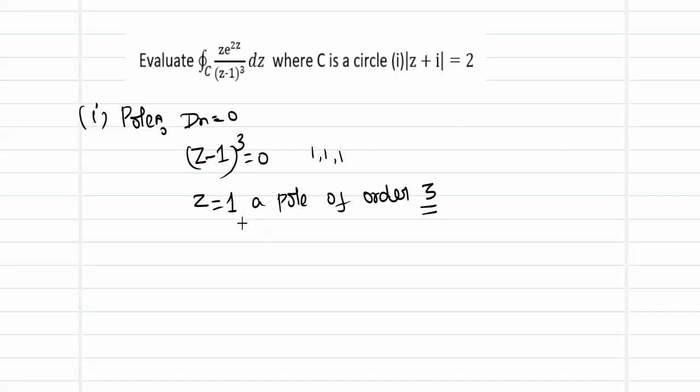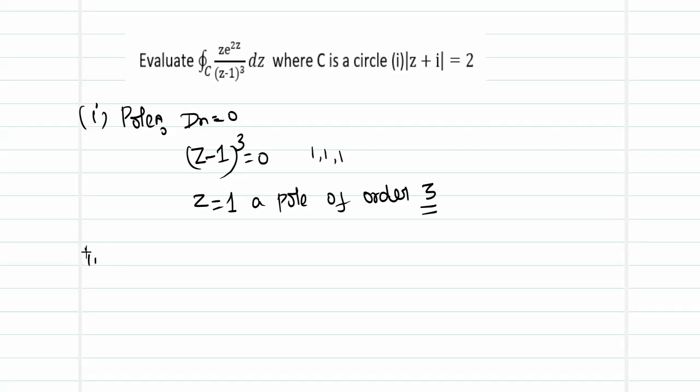So you consider this to be a multiple pole. What we have been given is a multiple pole. The pole is got by equating the denominator to 0. (z minus 1) the whole cube is 0, so z is equal to 1, 3 times. So it is a pole of order 3. So point number 1 is over.